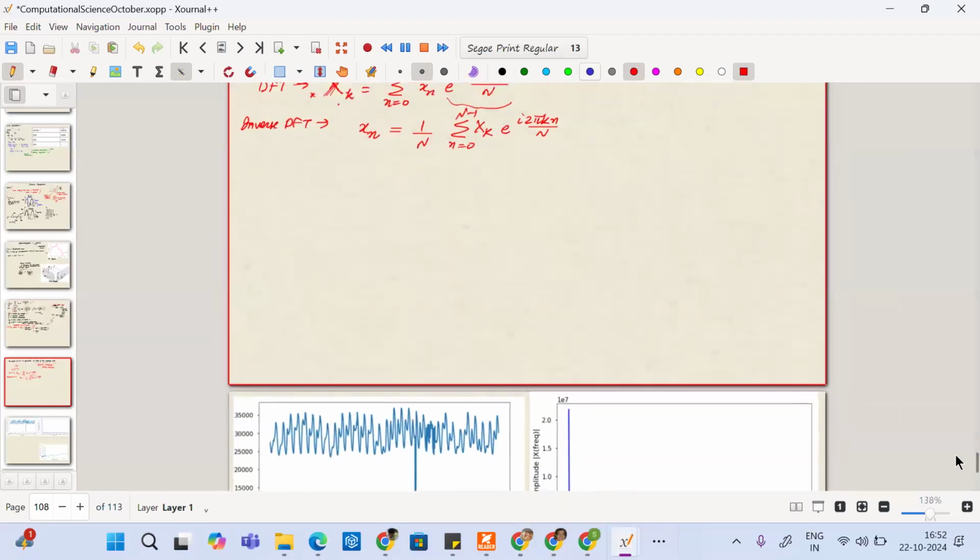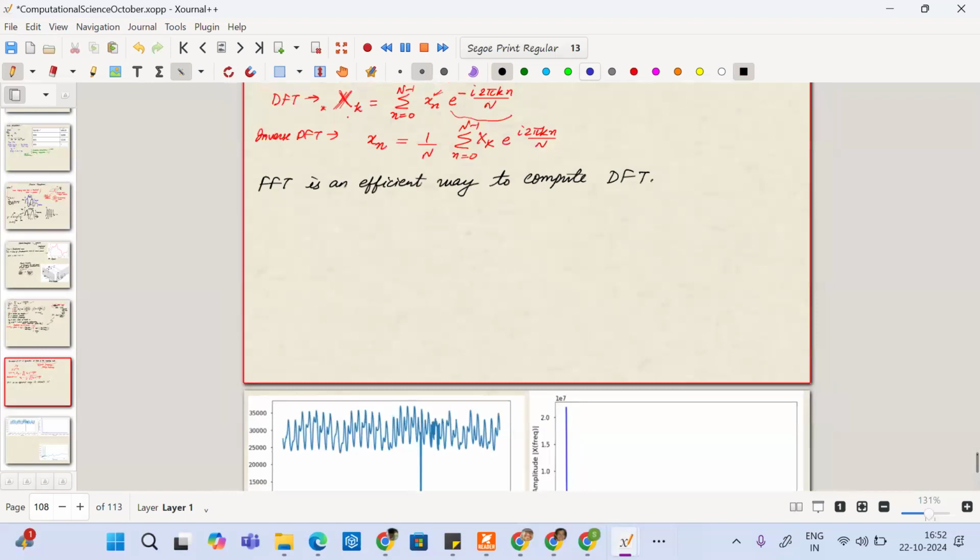So let me write here. FFT is an efficient way to compute DFT. Fine.